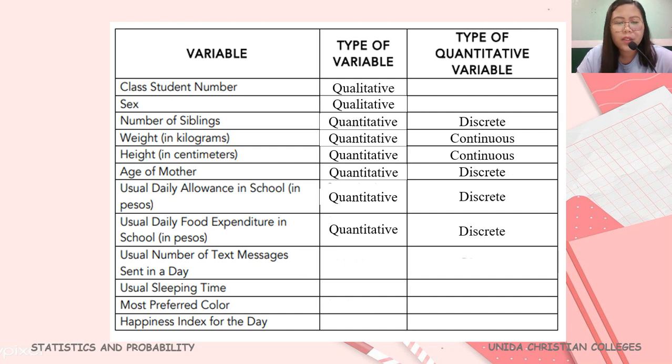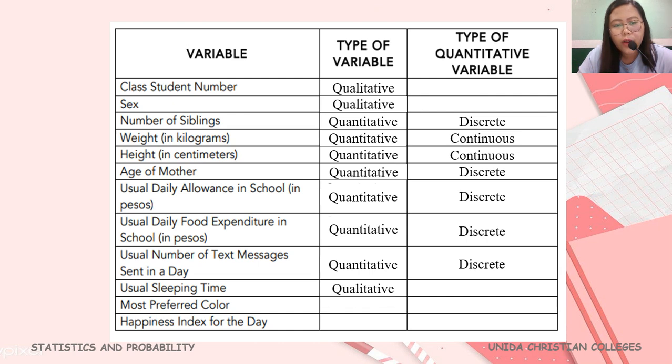Next, usual number of text messages sent in a day. Number daw ng text messages na nasasend mo sa isang araw. Quantity, so that is quantitative. And, of course, that is discrete since kaya mo siyang i-count. Next, usual sleeping time. Pag usual sleeping time, sa sarili mo mismo yon, iba-iba kayo na magiging answer. Pwede din natin siyang i-categorize, di ba? Kasi, iba-iba kayo ng oras ng pagtulog. So, pwede natin i-categorize yon. That's why it is qualitative.